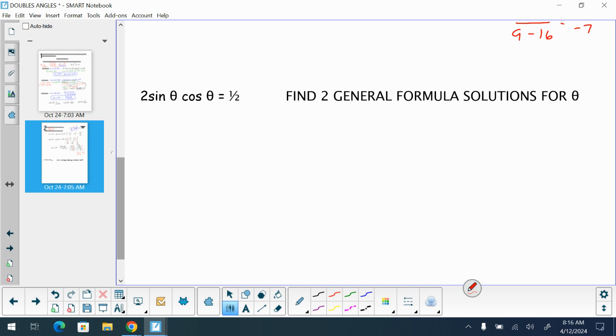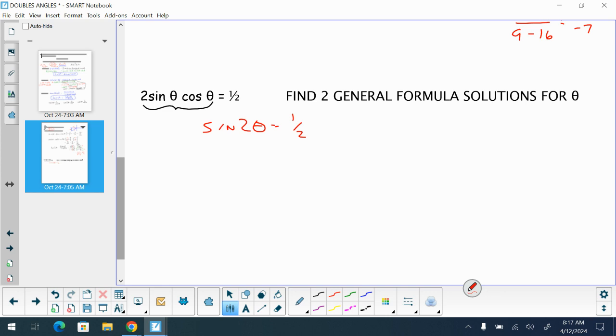Two sine theta cosine theta equals 1/2. If we have 2 sine theta cosine theta, which one of our double angle formulas is this? It's one of our double angle formulas. Which one is it? Sine 2 theta. So this gives me sine 2 theta is equal to 1/2.